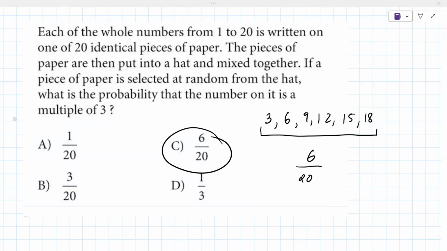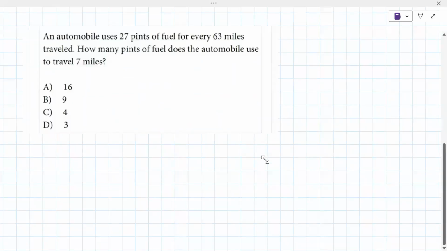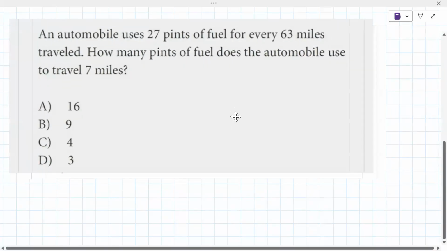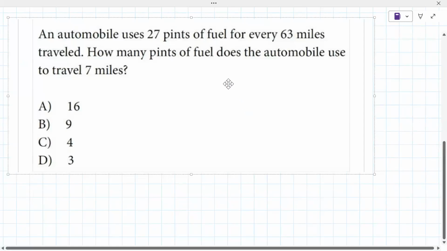Okay, let's look at another problem here, maybe slightly more difficult. This is a driving question. You're hitting the road now. Maybe this will mean something to you. So could you read that out loud for us, please?